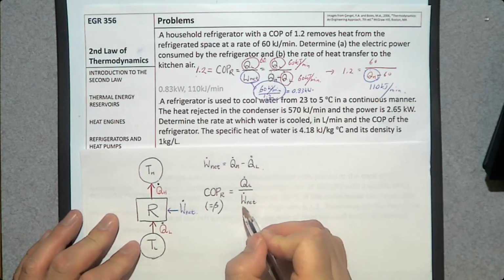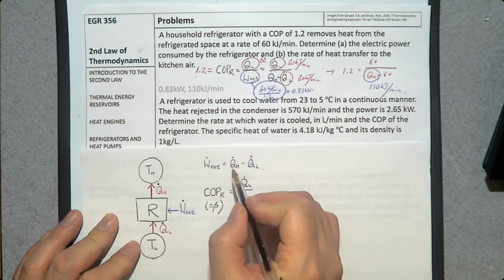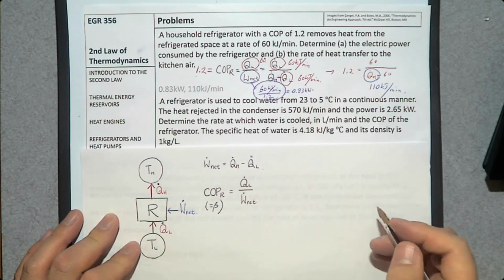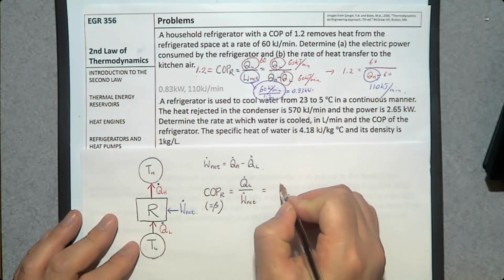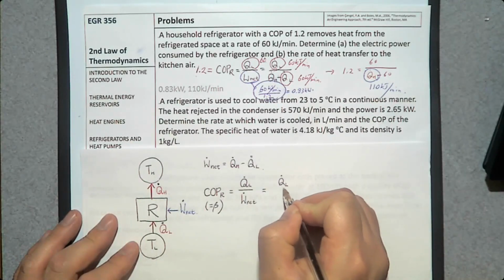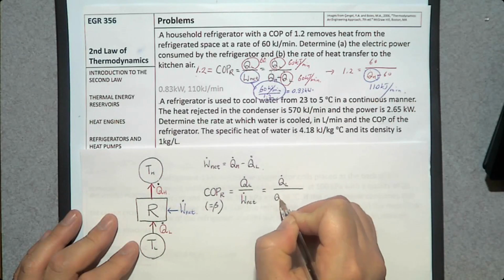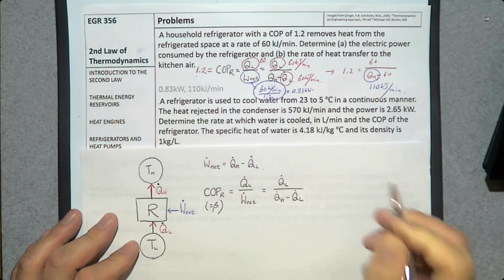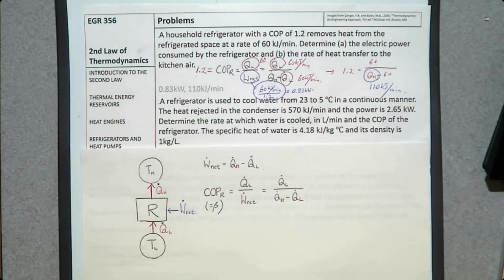By the way, this W dot net is the same as the difference in the rate of heat transfers. So we can say Q dot L over Q dot H minus Q dot L. So this is how we understand the refrigerator system. Then let's solve this problem.